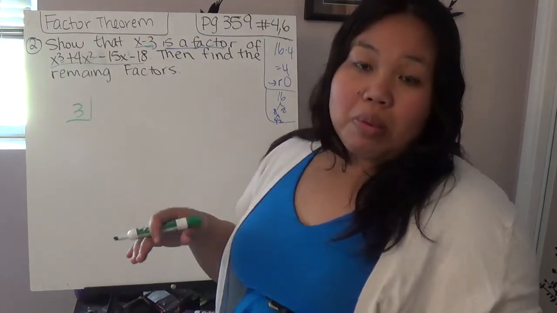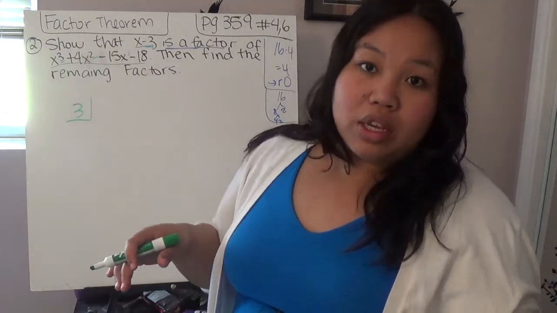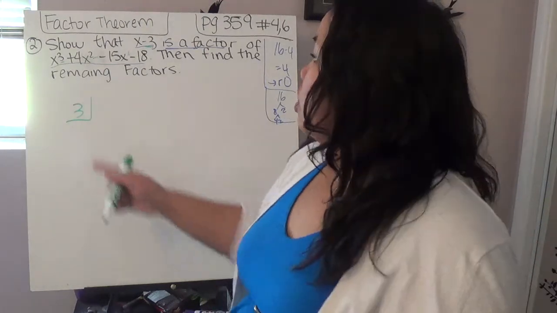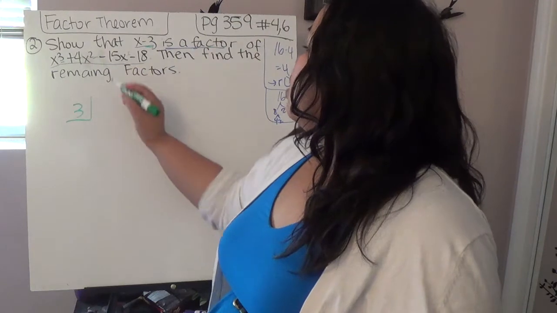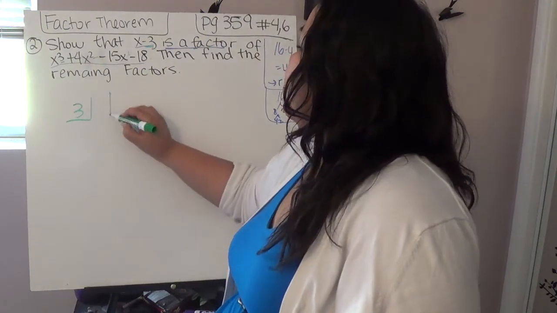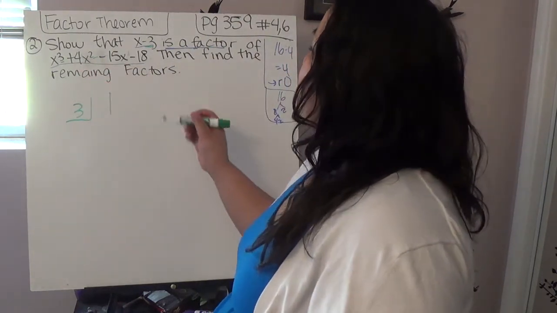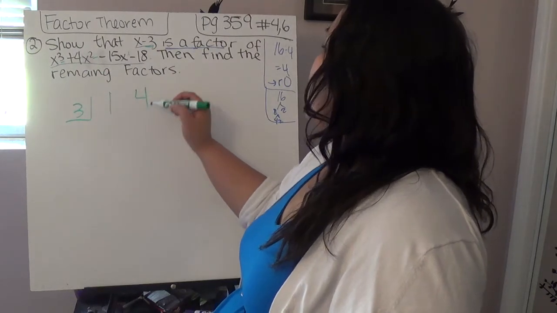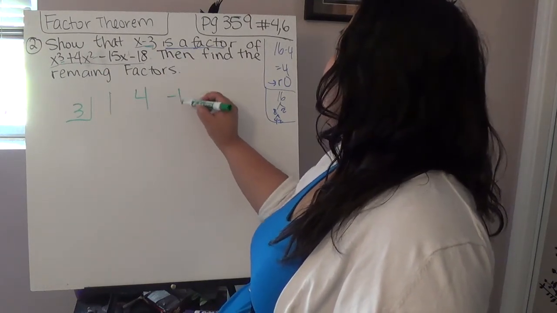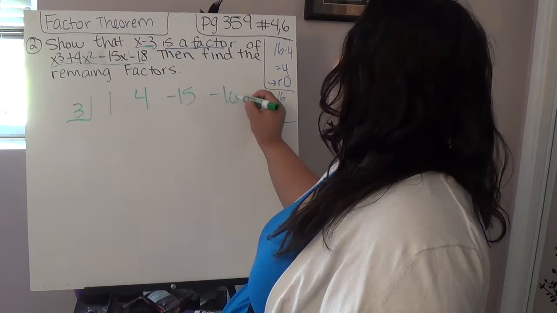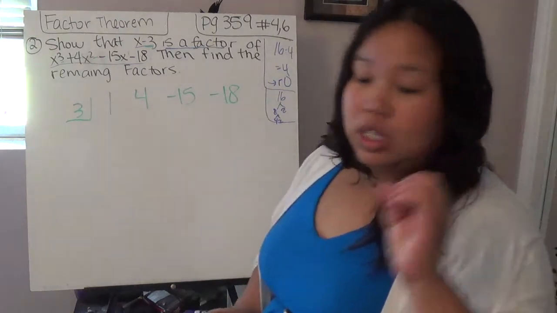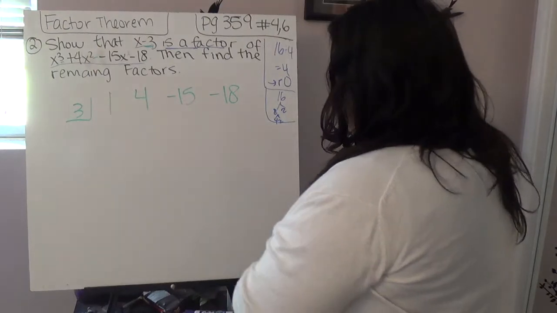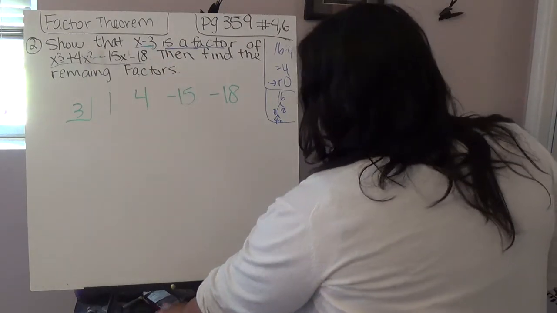Again, if you don't remember, there's a whole video you can go back to about synthetic division. I'm going to assume that you remember how to do it. So basically, we take the coefficients. The number in front of x cubed is 1. The number in front of x squared is 4. The number in front of x is -15, and the constant is -18. What we're looking for here is remainder 0. If we get a remainder 0, then this is in fact a factor.